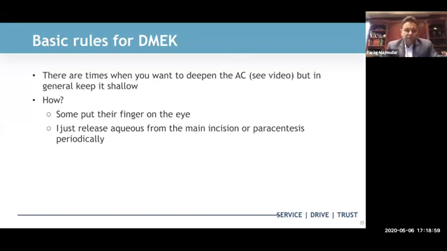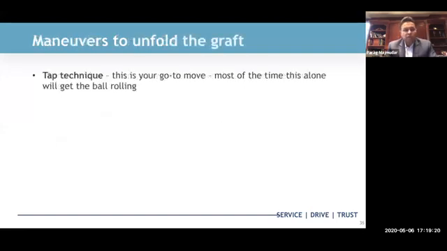So there are times when you want to deepen the anterior chamber, and we'll talk about that in a minute. But the way to flatten the chamber, some people put their finger on the eye. I just like to release aqueous from the main incision periodically, or the paracentesis periodically, using my cannula. I think that's the most elegant way to do it. So the techniques that we use, there's only a few of them. I'm going to show you a couple of videos in the last few minutes that we have here.